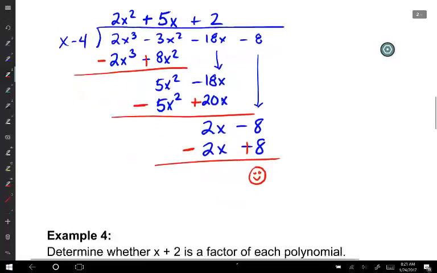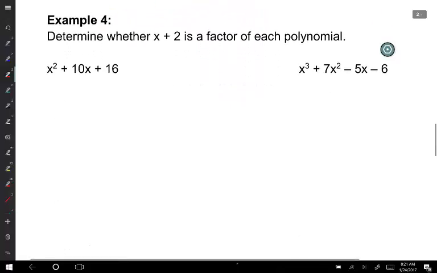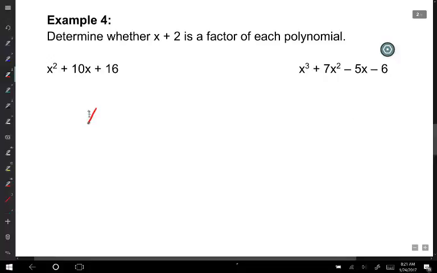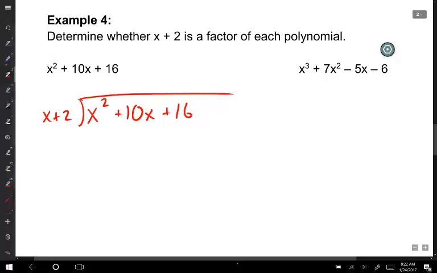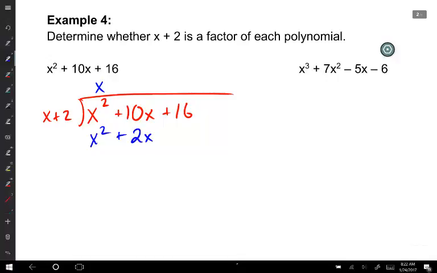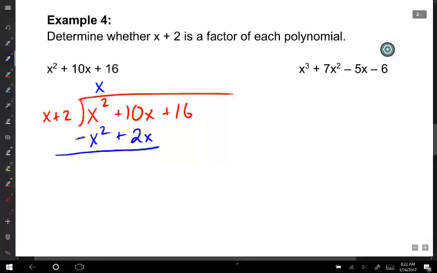All right, let's keep moving down, a little practice. Determine whether x plus 2 is a factor of each polynomial. So this just gives us short little practice to see if this works. x plus 2. Here we go. x times x is x squared. So x times x plus 2 is x squared plus 2x. We haven't done a plus yet. So this is our chance to start off by doing a plus. We go through and subtract.